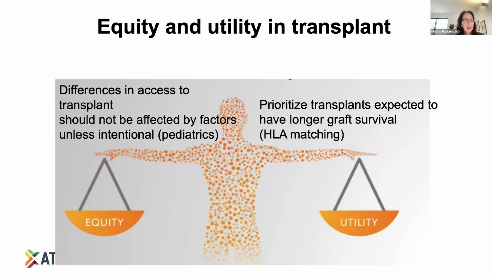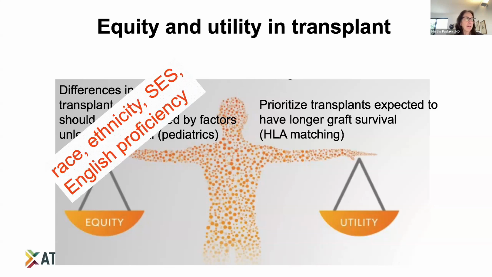So this is a consensus-driven, transparent, broadly held consensus societally, not just within medicine, that when there is a scarce resource, we prioritize children. So that is a difference in access to transplant that we agree on. All right, so what are some of the differences in access to transplant that we do not agree on? I think we can all say that race, ethnicity, socioeconomic status, whether or not you speak English, these things should not affect whether or not you have access to a transplant. And any time that they do, that is a disparity in access that should be addressed.